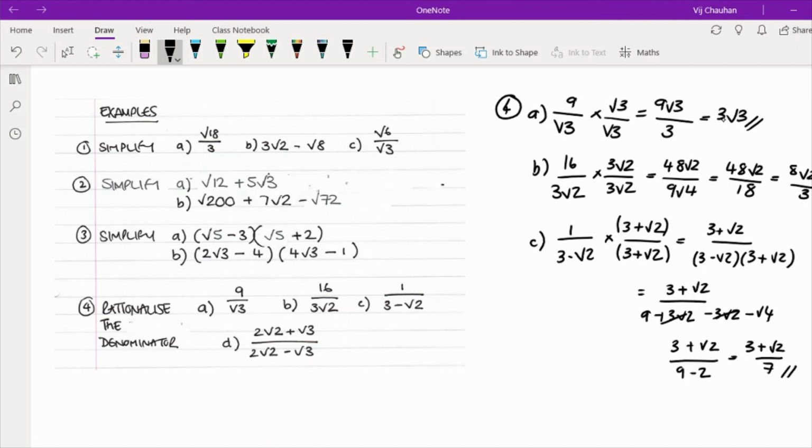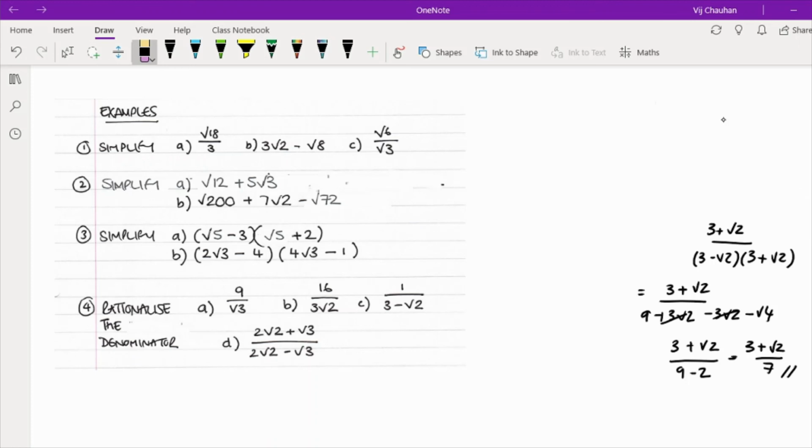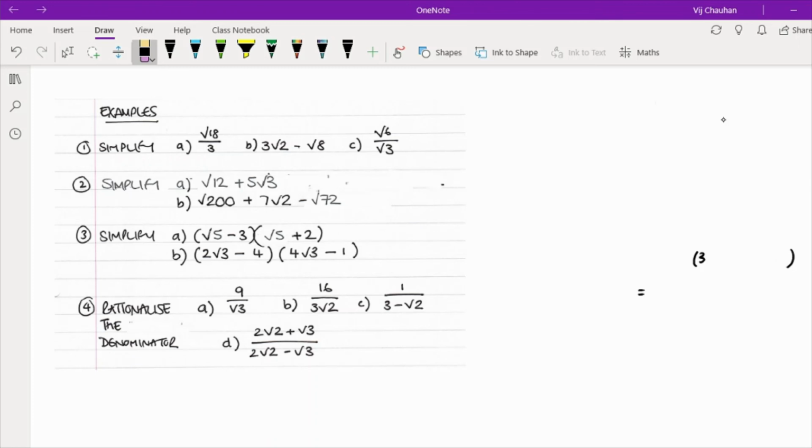Then moving on to the last one. It's a little bit more complicated because it just looks a little bit messy, but still the method is exactly the same. So we've got 2 root 2 plus root 3 all over 2 root 2 minus root 3.